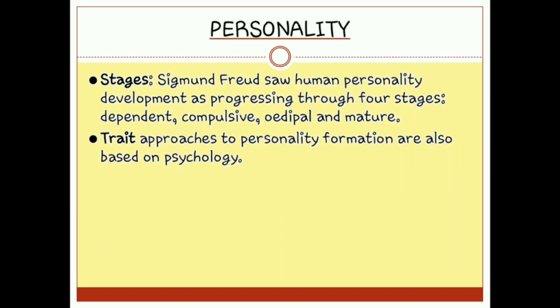So next one is stages. So Sigmund Freud said human personality develops progressing through four stages: dependent, compulsive, Oedipal, and mature. The concept of stages of growth provides a valuable perspective from which to view organization behavior. For example, experienced managers become aware of the stages that the employees often go through and they learn how to deal with these stages to promote maximum growth for the individual and for the organization.